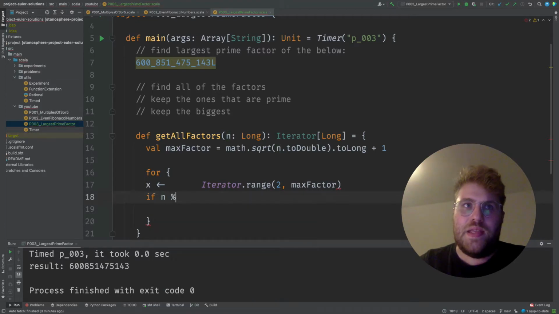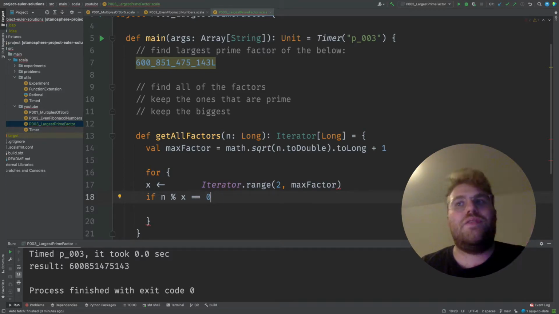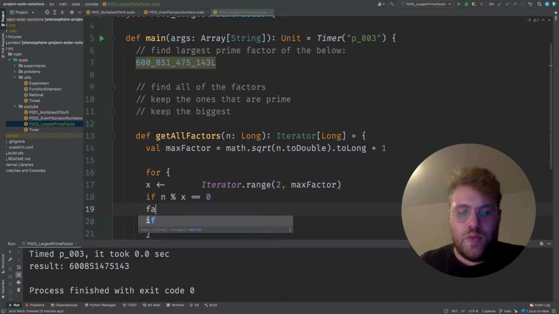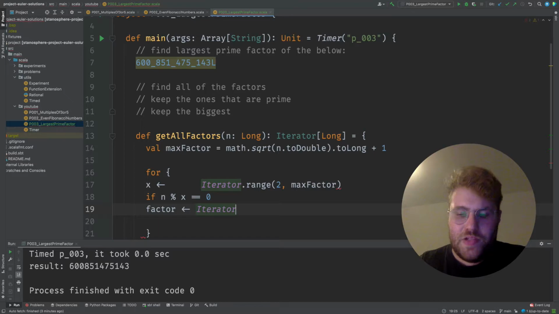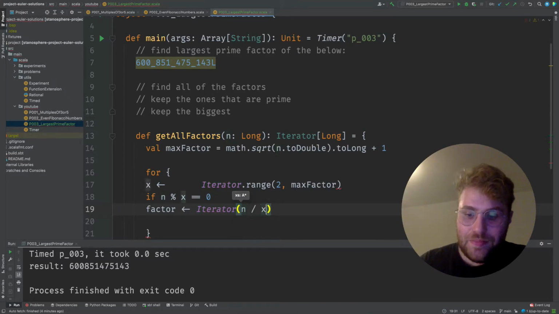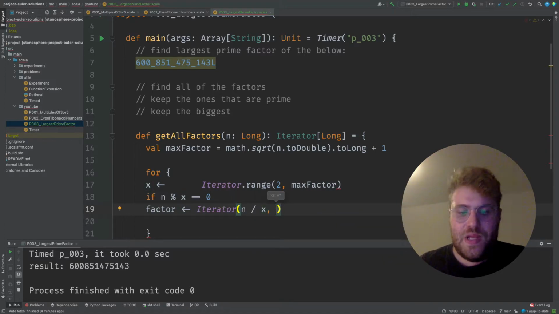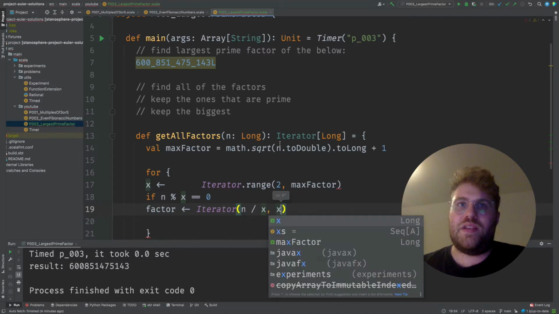If n is divisible by x, so as usual, the remainder operator from the first two problems, I think we've used it now actually. I guess it's quite a useful thing. We're going to do that, and then we're going to get a factor from this iterator here, and this iterator is just literally going to be n divided by x and x itself. So that'll give us the factor pair.